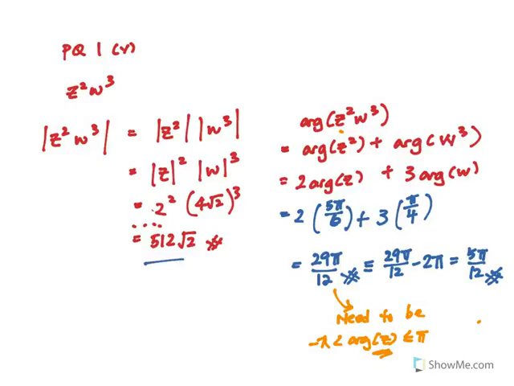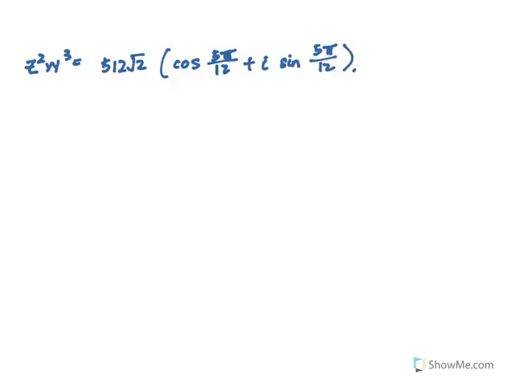We have the modulus, we have the argument. Are we ready to put it in the polar form? Yes, we are. So Z squared W cubed is R cos theta plus i sin theta. Our R is 512, our theta is 5 pi over 12, so it is 512 cos 5 pi over 12 plus i sin 5 pi over 12, and this is PQ1 part 5. I think this is the answer in polar form.